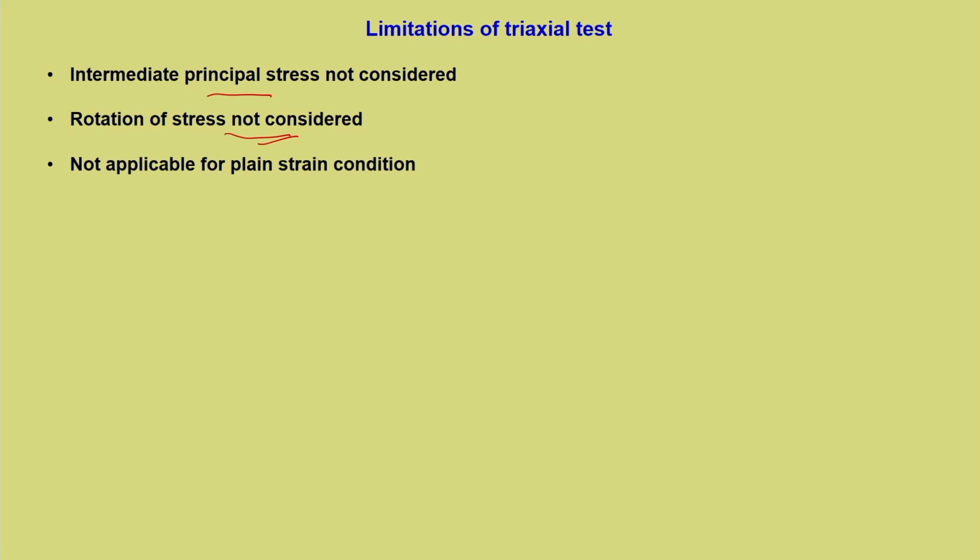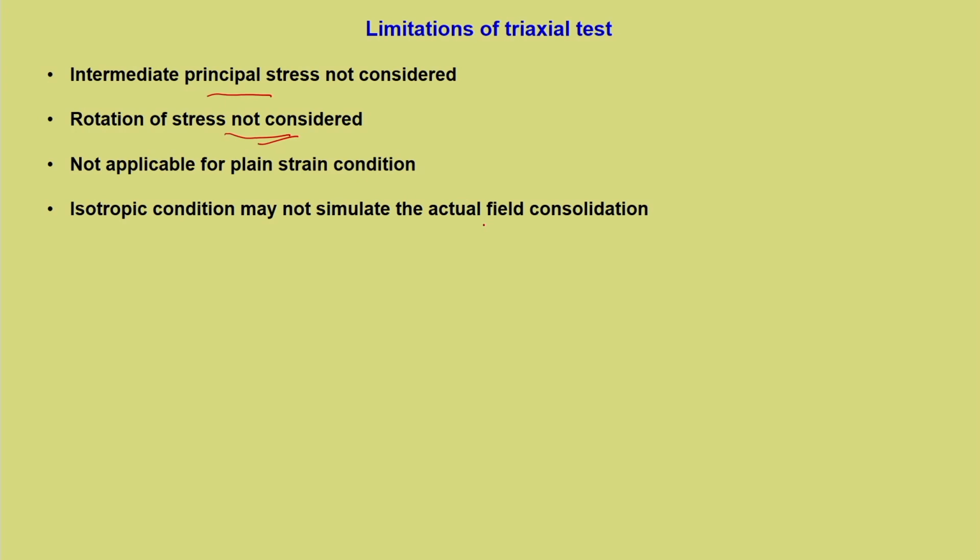But we still tend to apply the phi that we determine from triaxial to any condition, but we need to keep in mind that it is different and the kind of strength development also will change. A very good example is the pore water pressure equation that we obtained for plane strain. It is different from that of the axisymmetric triaxial condition. Isotropic condition may not simulate the actual field consolidation. Now, this is with respect to the conventional test that we conveniently do. We always do isotropic testing. There are ways of doing anisotropic testing as well, but not very common. So, we need to keep in mind that this may not actually simulate the field condition.